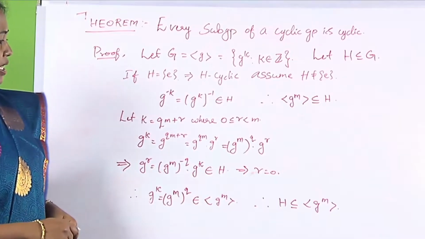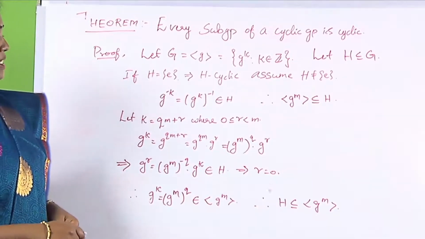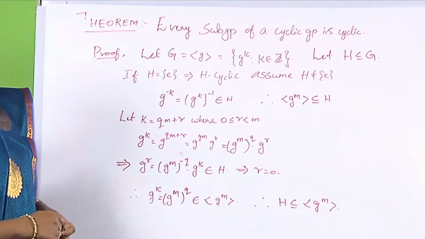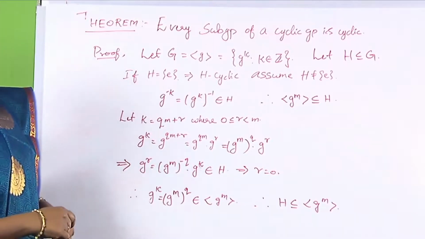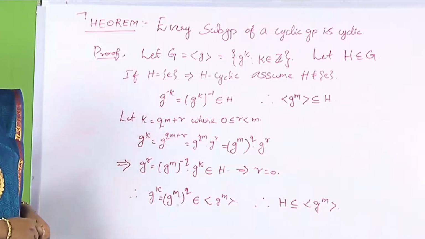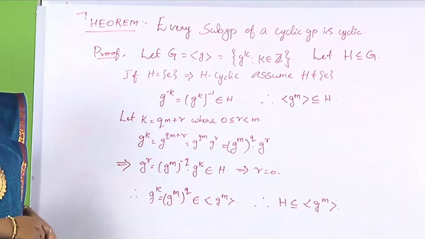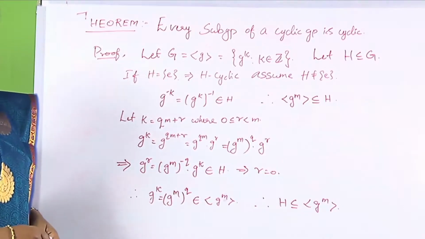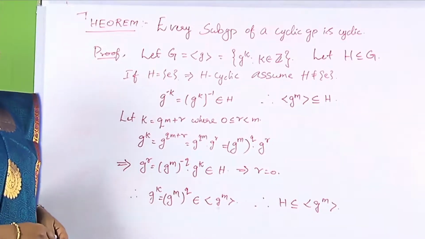Now from this we can say that r can only be 0, because (g^m)^(-q) times g^k is written like this, and therefore g^k is equal to (g^m)^q, which belongs to the group generated by g^m.